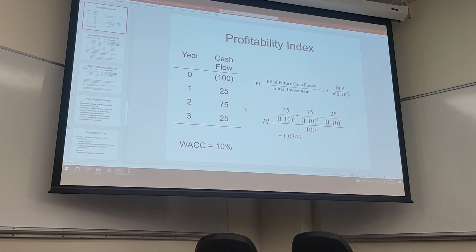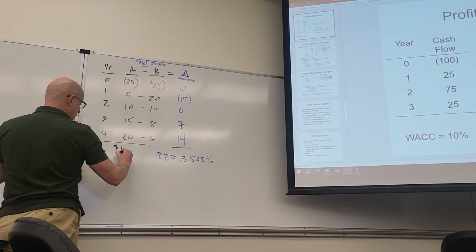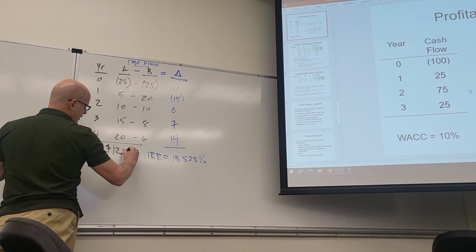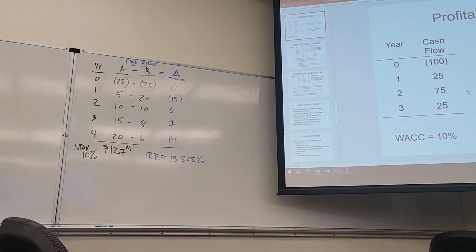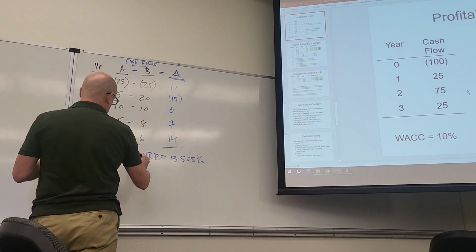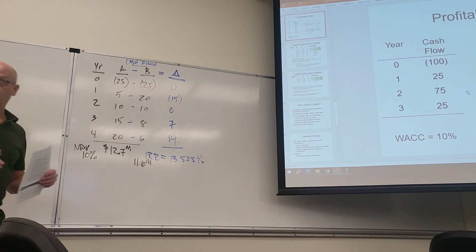Let me show you real quick. So back on this thing I just erased. Here was project A that we had a little while ago. Cost 25, and these were the cash flows. And we did the NPV at 10%, and we got $12.7 million. That was the NPV for that project. And then for project B, we had 11.6 million for it.